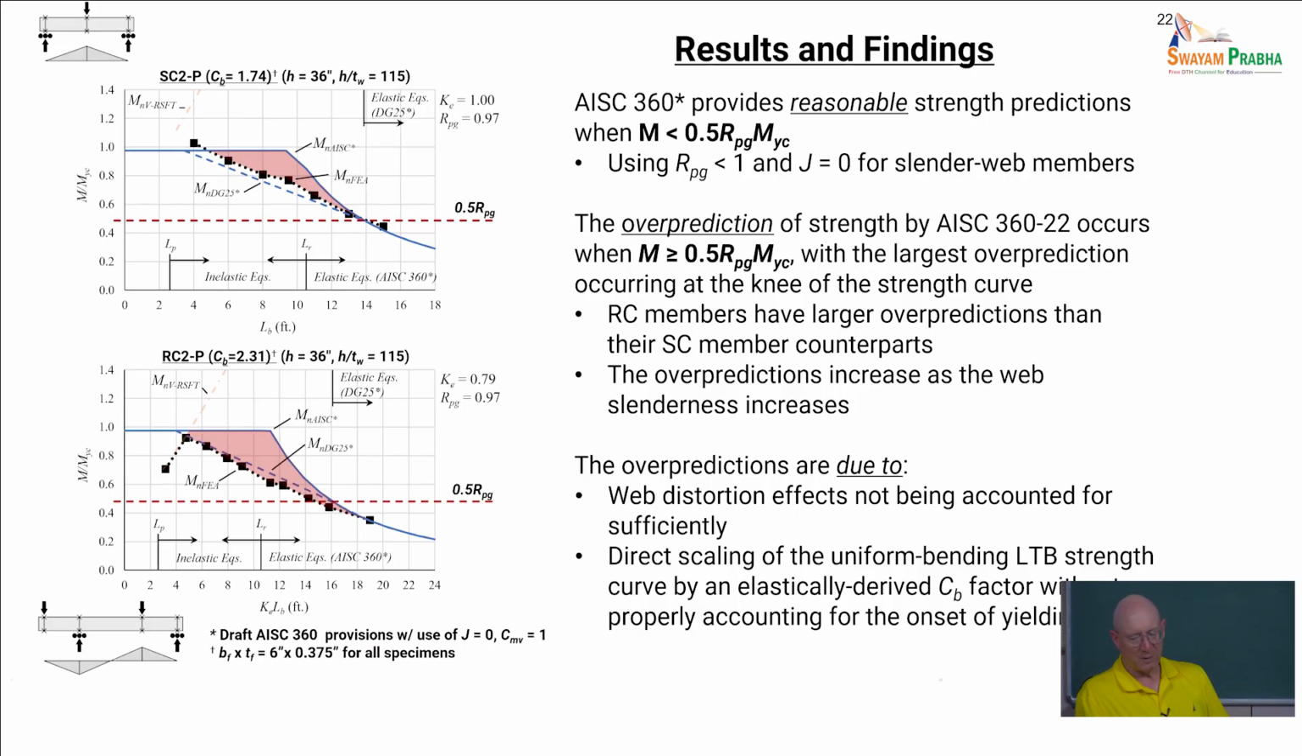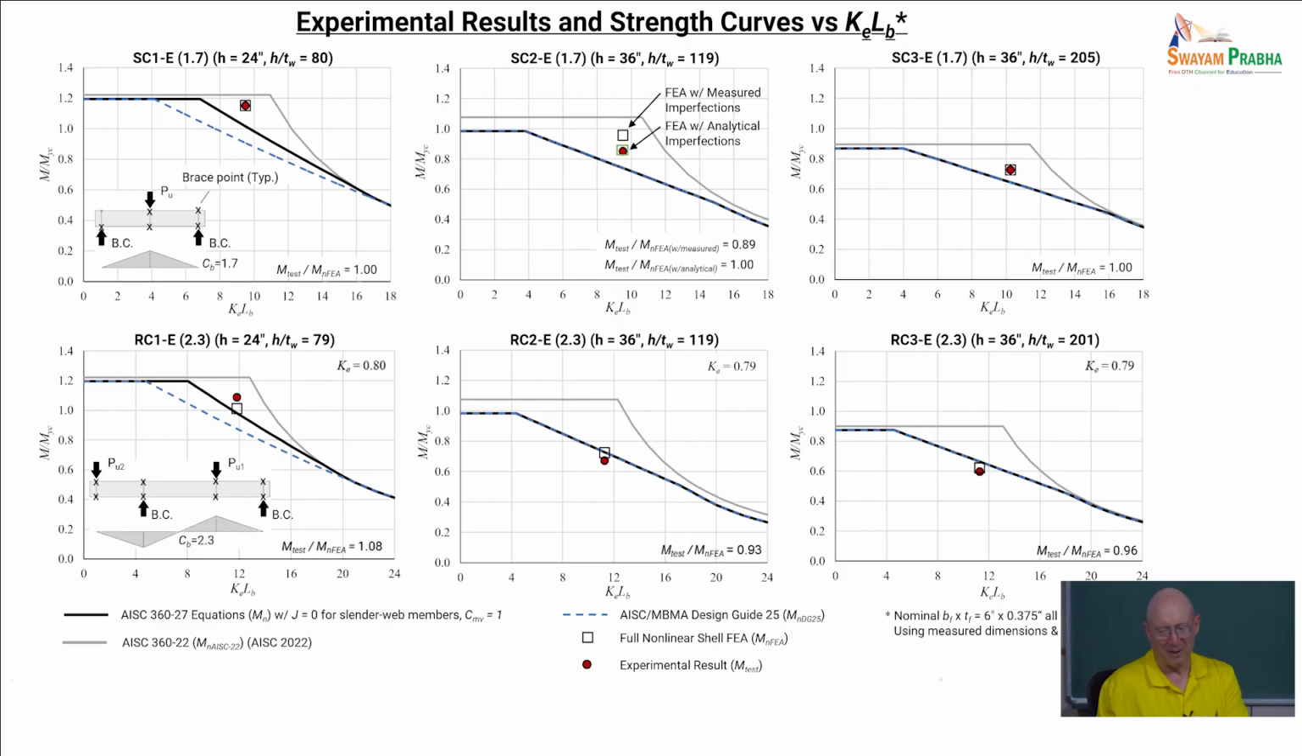It's coming from web distortion effects, and that also being exacerbated by the way that in the current standards we scale the uniform bending strength by CB without considering, okay, are we getting any impact of the additional yielding that will occur before we reach the plateau strength. And so finally, this slide shows experimental results and FEA simulation results for the suite of 6 tests that we studied in our work.